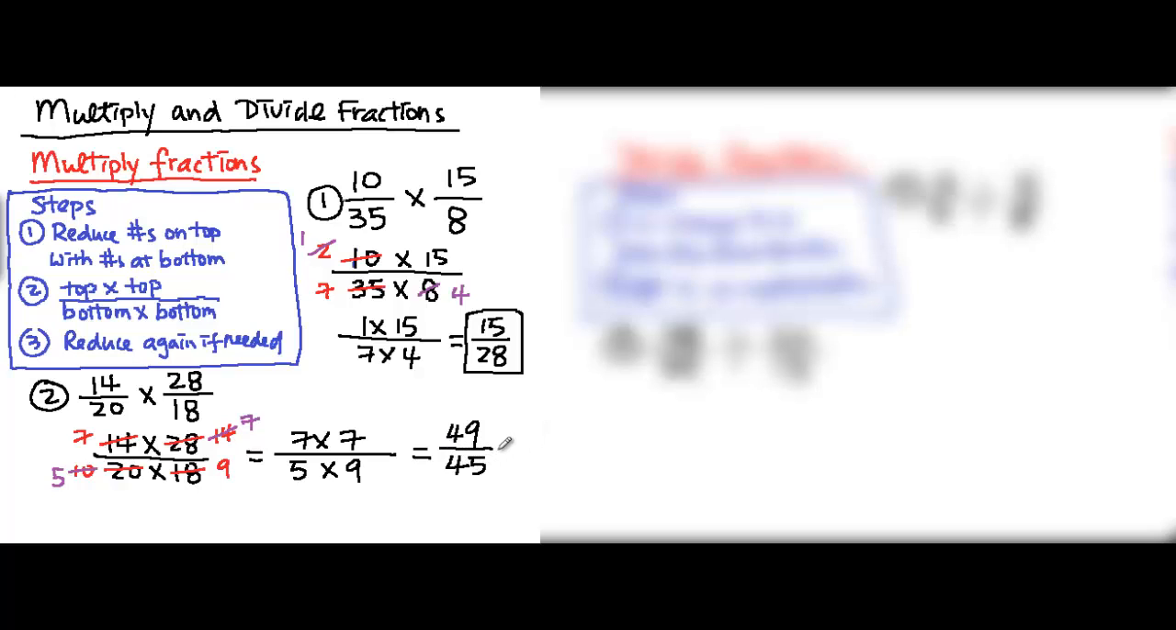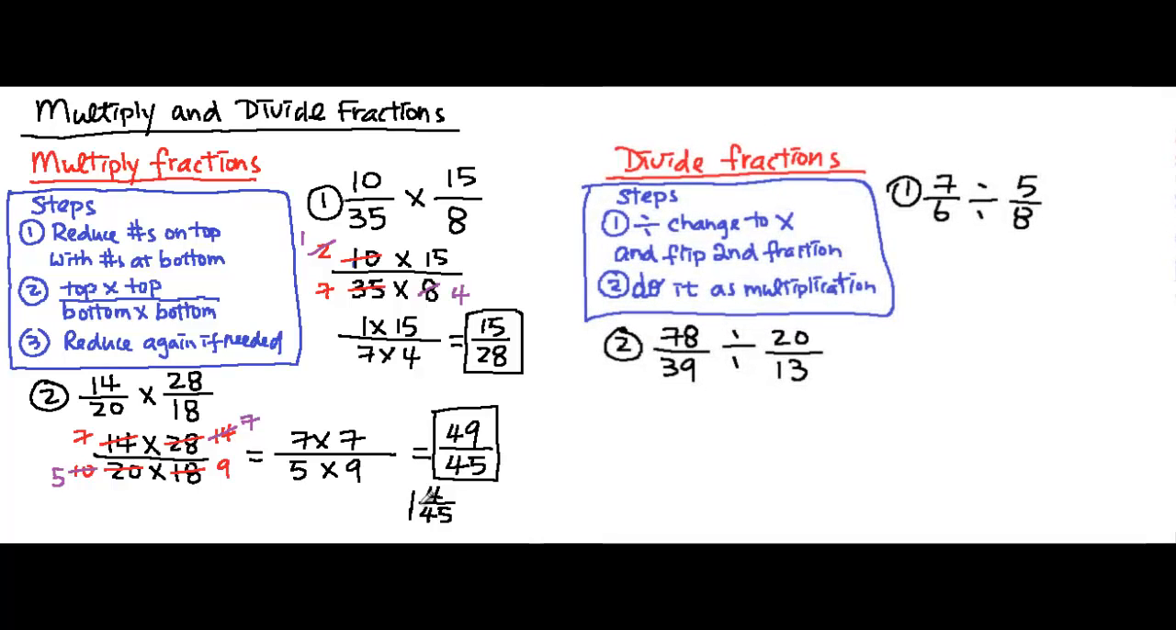Again, at the college level, we usually accept improper fractions, but if you want to change it to a mixed fraction, that would be 1 and 4 over 45. So both of them would be correct. So this would be the multiplication: reduce any number on top with the bottom numbers, then top times top, bottom times bottom, and combine that and you get your final answer.